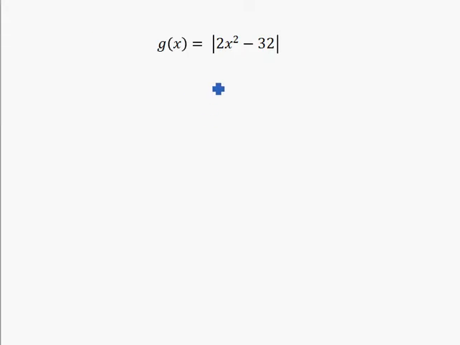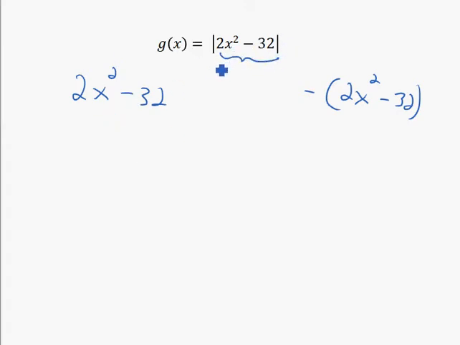The absolute value in this function is either going to let g of x equal 2x squared minus 32, or it's going to equal negative 2x squared minus 32. It will equal itself, 2x squared minus 32, when what's inside is positive, because the absolute value won't do anything. And it will equal negative 2x squared minus 32 when what's inside is negative, less than 0, because then the absolute value changes the sign. So all you have to do is find out the intervals on which this is going to happen.